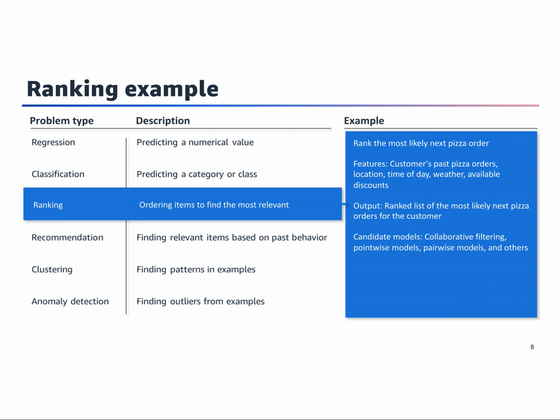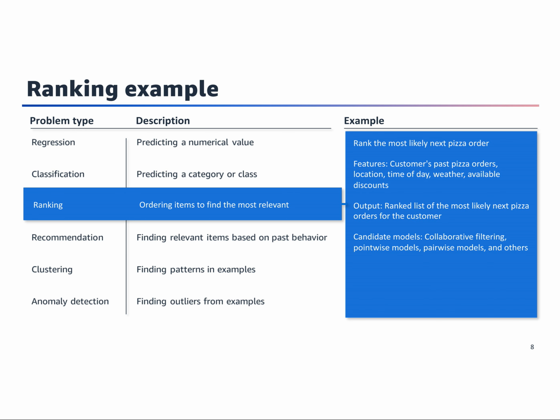Pointwise model. This type of model directly predicts the likelihood of each possible item being chosen. This model can be used to rank items based on their predicted scores. You can train a pointwise model by using techniques such as matrix factorization or deep learning.